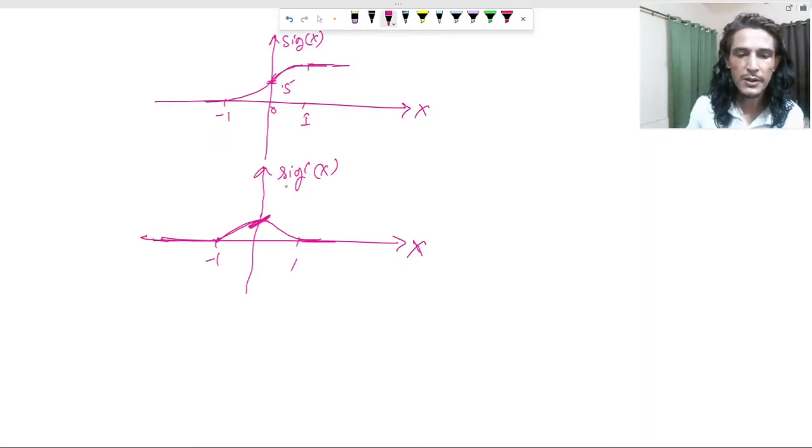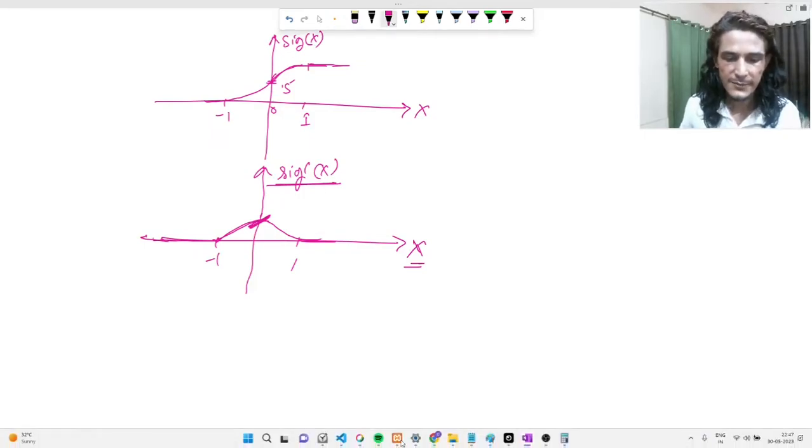So if you plot the rate of change of the sigmoid function with respect to x, we should get a curve like this. And that's what we'll try to see by writing some code. Okay, let's first fix that point.